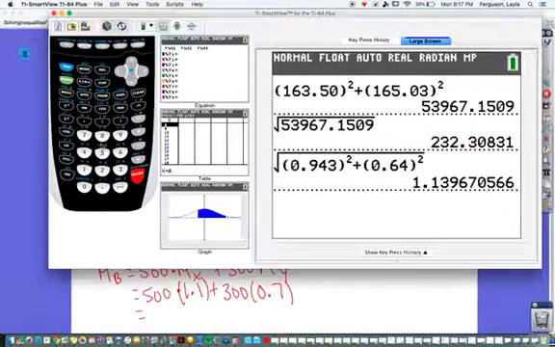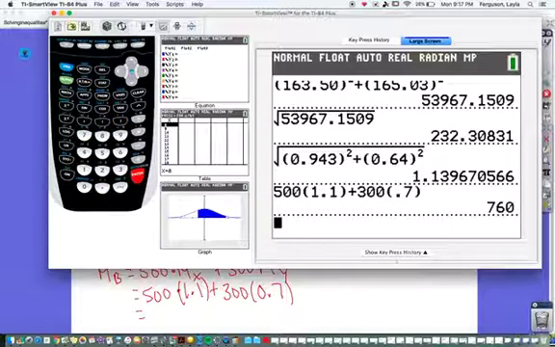So on my calculator, I would say 500 times 1.1 plus 300 times 0.7. And whenever I do that, I get 760.